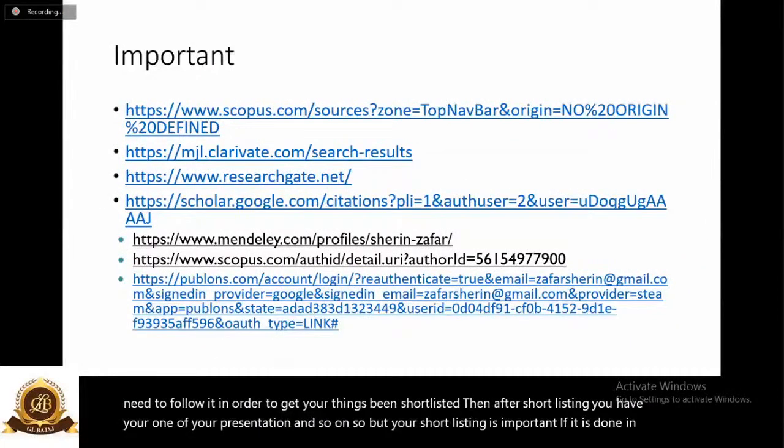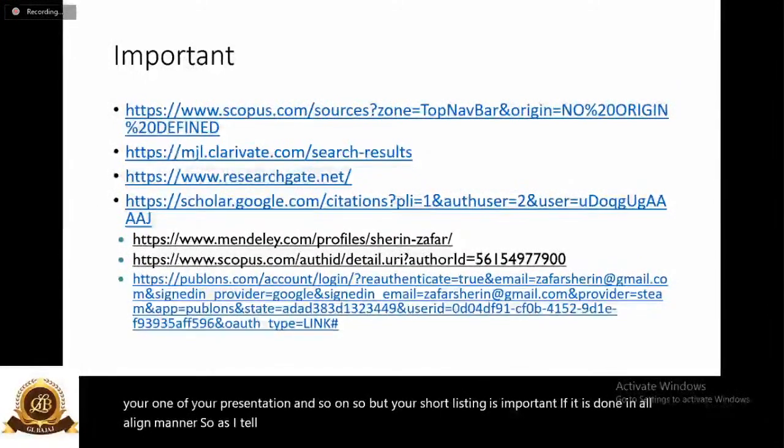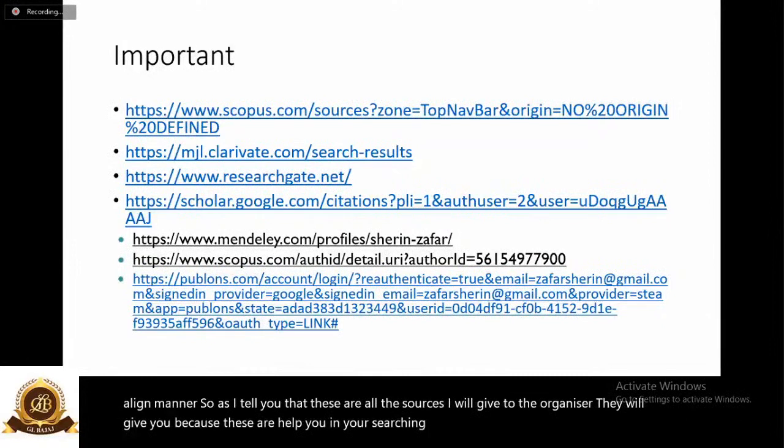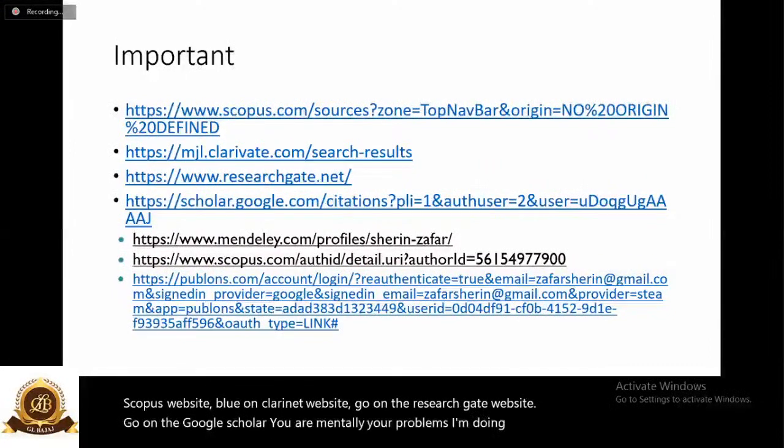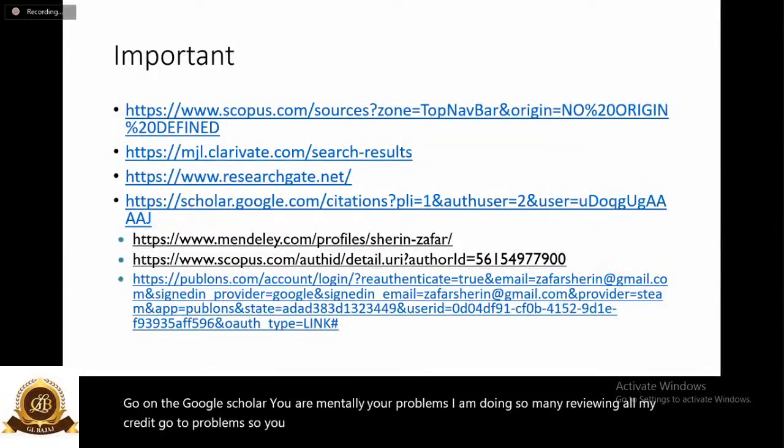As I told you, these are all the sources I will give to the organizers. They will give you these because they help you in your searching. Why go somewhere and ask people? Go on the Scopus website, the Clarivate website, the ResearchGate website, Google Scholar, your Mendeley, your Publons. I am doing so much reviewing, so all my credits go to Publons. As a researcher, you need to have information about these particular sites and do your own searching. Why ask one or two persons?